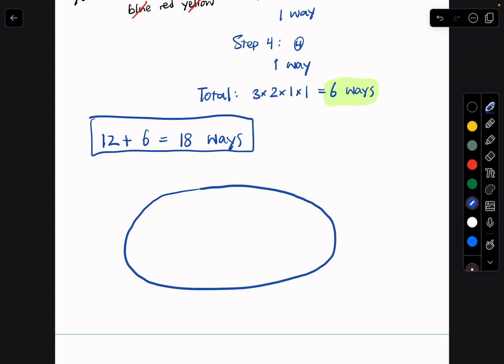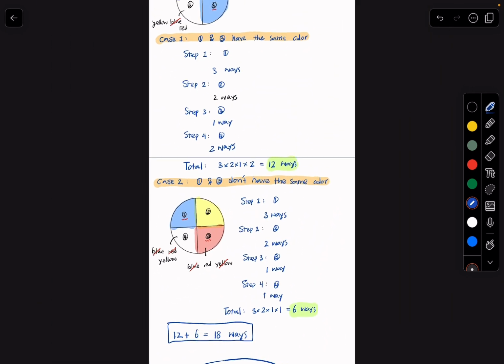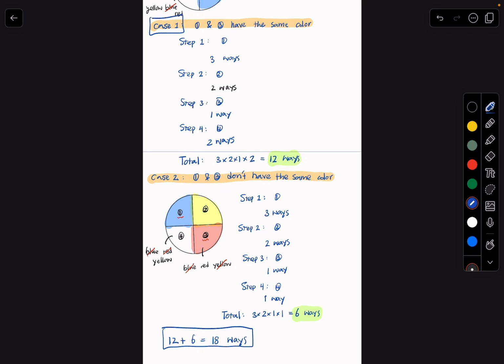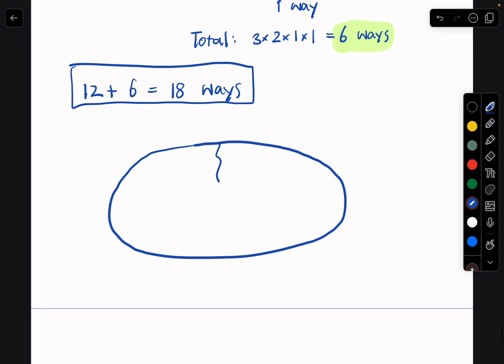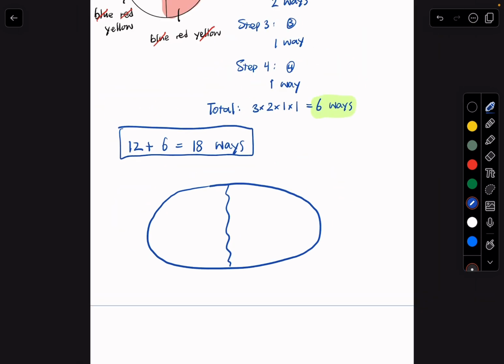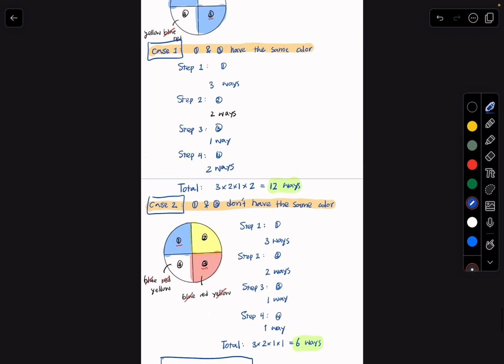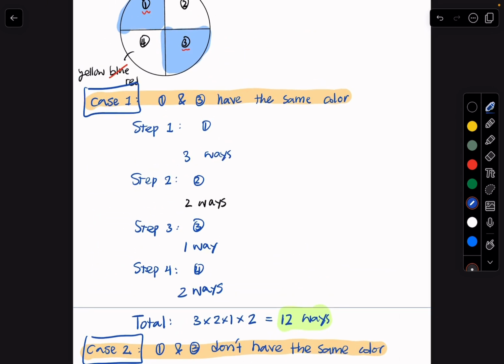So let's say this circle represents the whole possibilities in the question. And the first thing we do is to divide the question into two different cases. So here, I divide the possibilities into two types, two categories. So what's a multiplication principle used for? Let's say for case 1, the multiplication principle here is a tool for us to find the number of possibilities or number of ways in the first case. So you can say that multiplication principle in this question actually serves the addition principle.